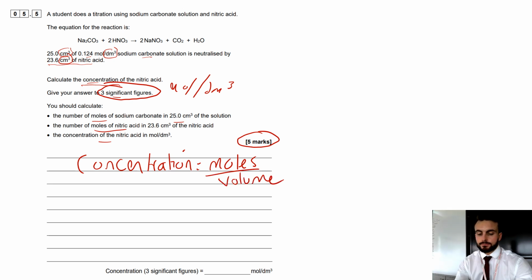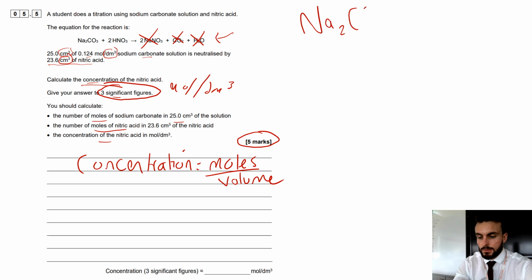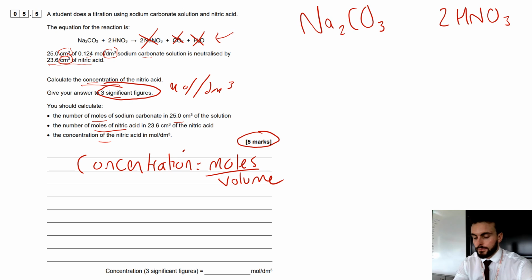First thing is to look at the reaction equation and cross out anything that we don't need. We're talking about the two reactants neutralizing each other, so all of these are garbage. We don't care about any of those. So I'm going to write those two up at the top over here: sodium carbonate and 2 nitric acid. Okay. Right, I'll change colour for this.